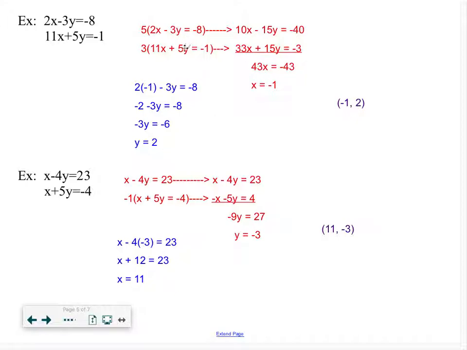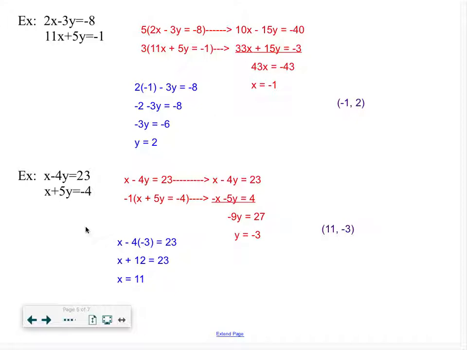Again, I looked for 3 and 5 and said, what's the least common multiple of 3 and 5? That's 15. So to get this to be 15, I had to multiply the entire equation by 5, and that'll give me a negative 15 in the front of the y. And to get a 15 here, I had to multiply the entire equation by 3. Add down the columns, solve for x, take the x, plug it back into one of the original equations, and solve for y. So my answer is negative 1, 2.